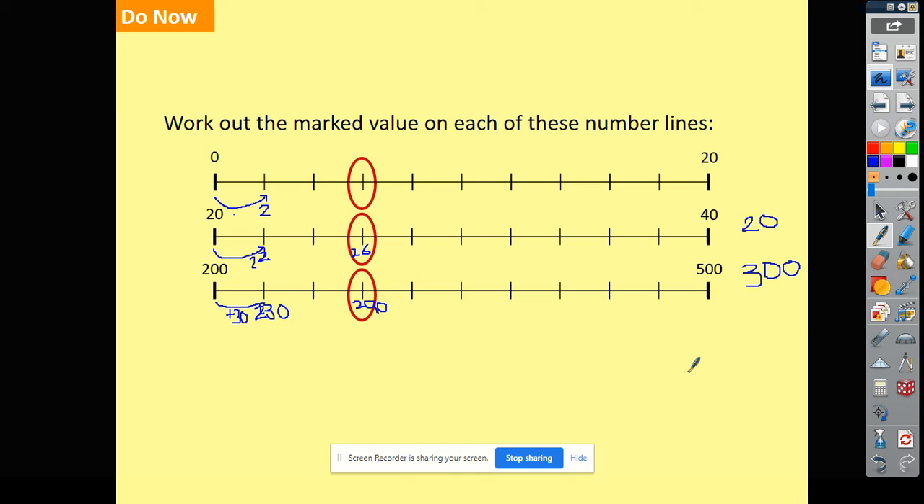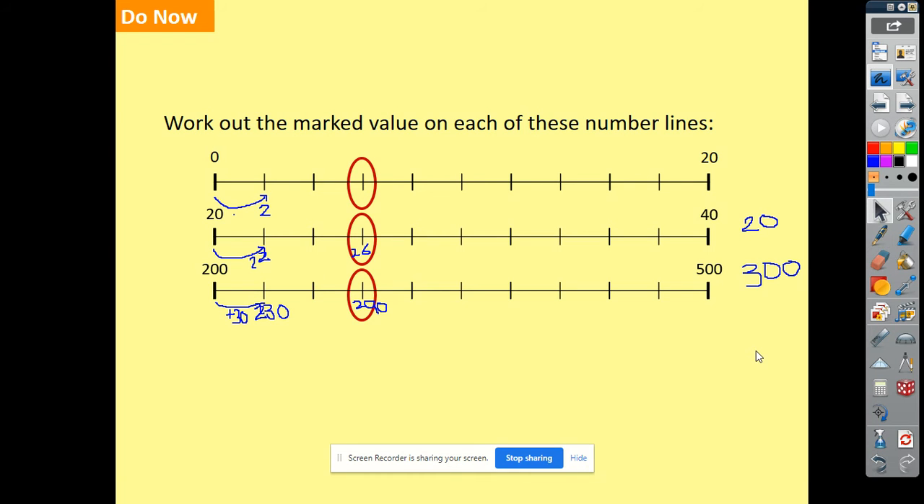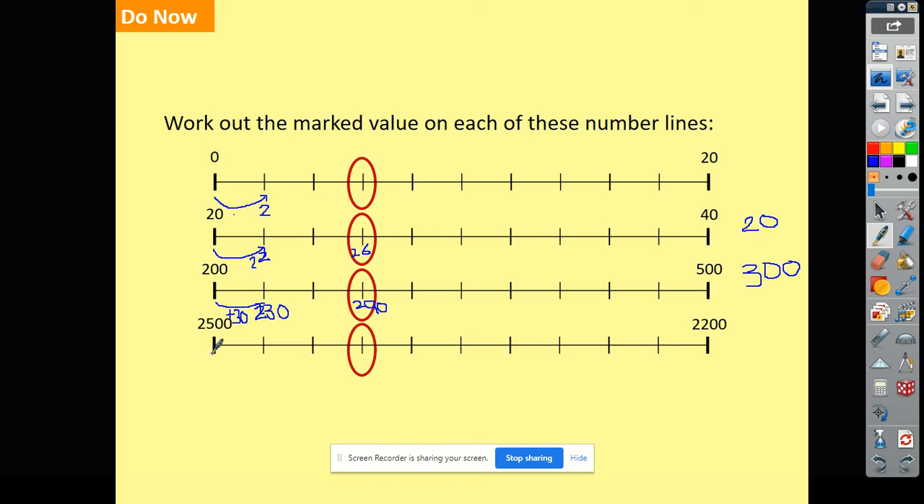Okay, again, pause the video once I've put the next one up. Pause the video and have a try at this one, and then you can come back and check your answer again. So we're going from 2,500 to 2,200. So the difference is 300. What's different about this one, though? Yeah, this time we've gone down, haven't we? So we've gone from 2,500 down by 300 to 2,200.